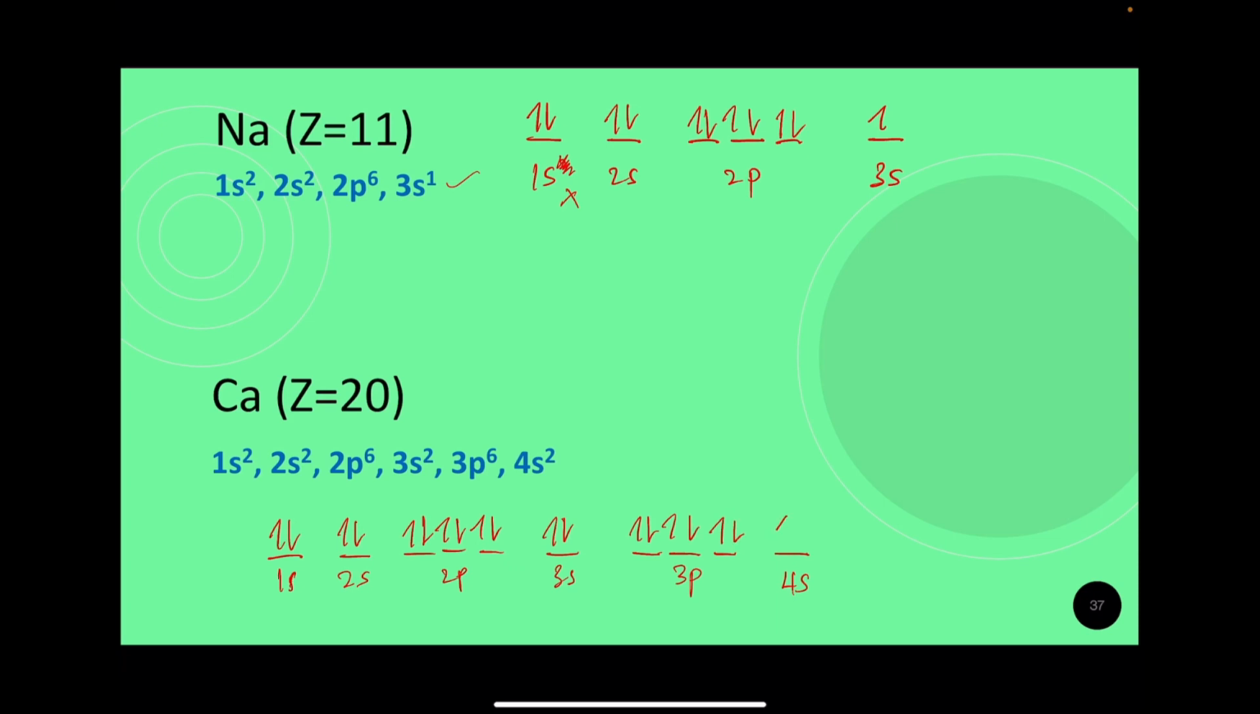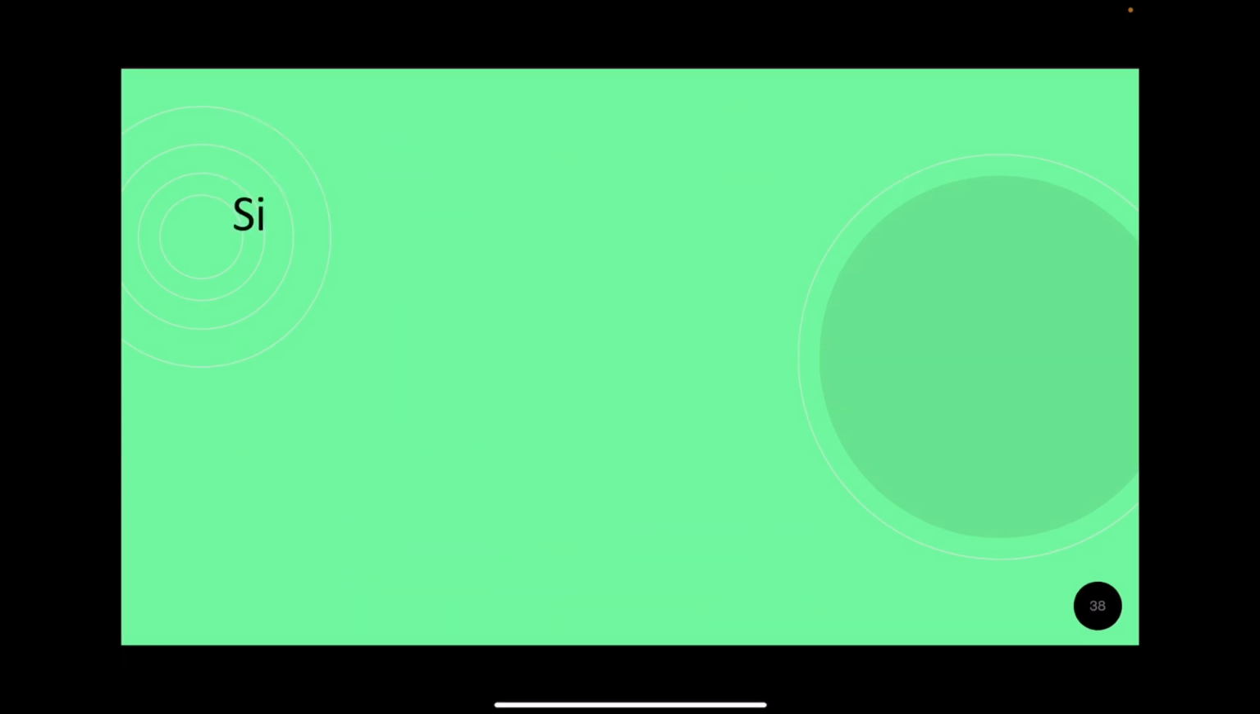And 4s with 2 electrons. So this is how to draw the orbital diagram for calcium. Alright, so far so okay. Okay, next example, using the silicon.